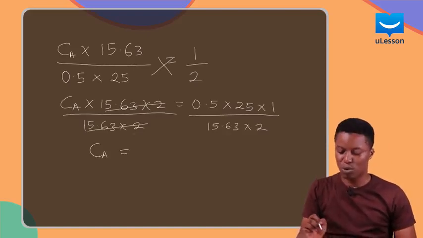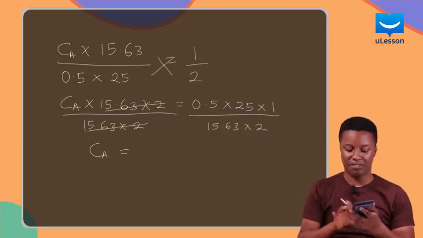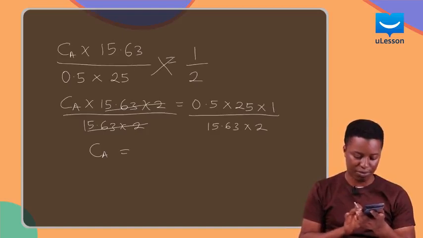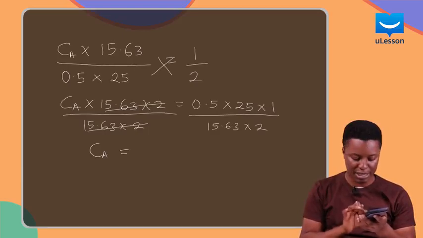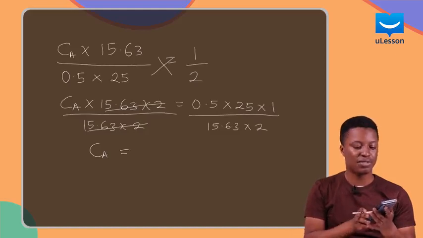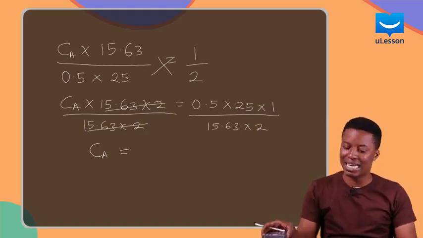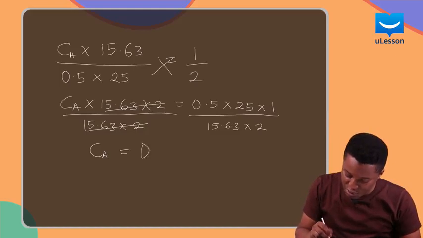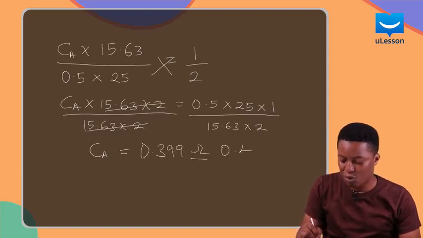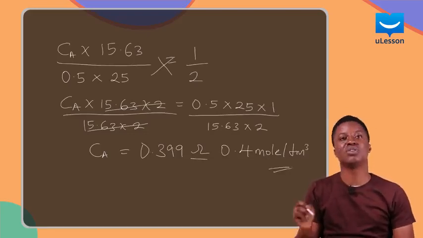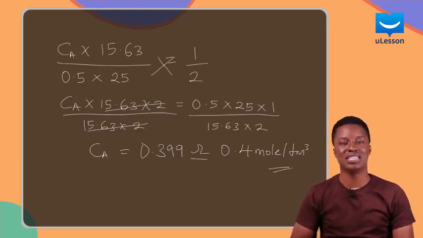So Ca becomes equal to 0.5 times 25, let's do that with our calculator, times 1 divided by 15.63 times 2. Now this gives us 0.399, which is approximately 0.4 moles per dm cubed. So we have the molar concentration of the acid to be 0.4 mole per dm cubed.